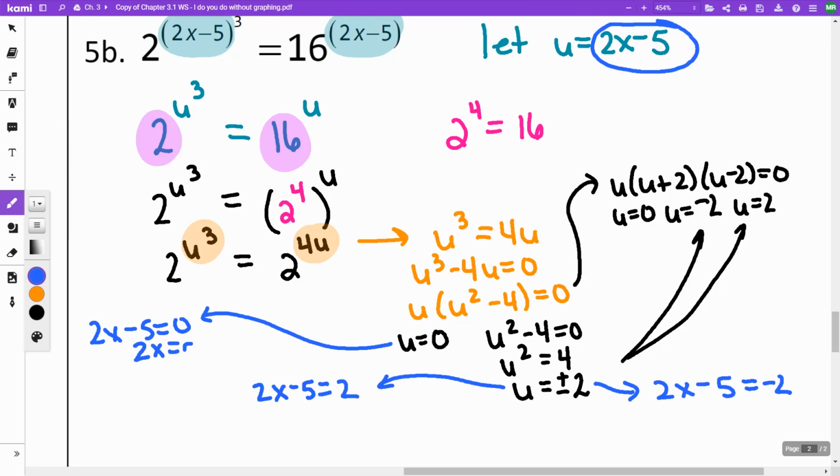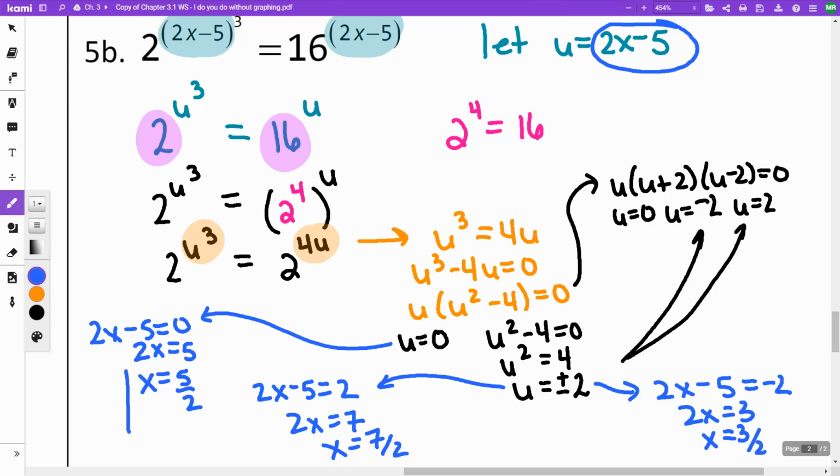So this is going to be 2x is equal to 5. X is equal to 5 halves. This one's going to be 2x is equal to 7. X is equal to 7 halves. This is going to be 2x is equal to 3. X is equal to 3 halves. And those are our three answers. 5 halves, 7 halves, 3 halves.